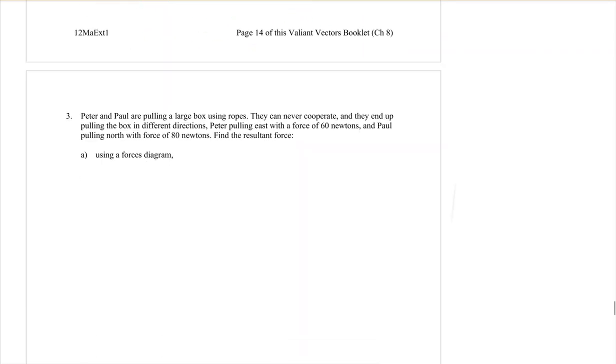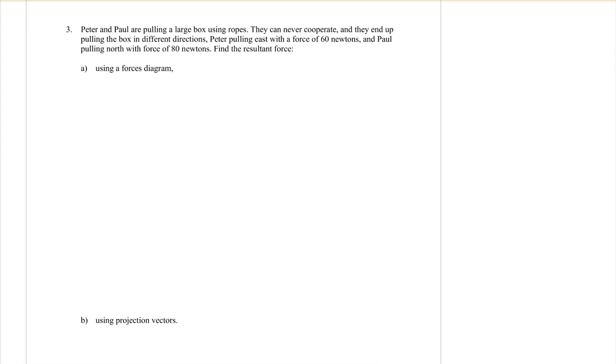Question 3. We're doing good here. Peter and Paul are pulling a large box using ropes. They can never cooperate, and they end up pulling the box in different directions. Peter is pulling east with a force of 60 newtons. So I'm going to draw this over here. Here is my box, and Peter is pulling east. So here's Peter at 60 newtons. Paul is pulling north, so he's going this way, at 80 newtons.